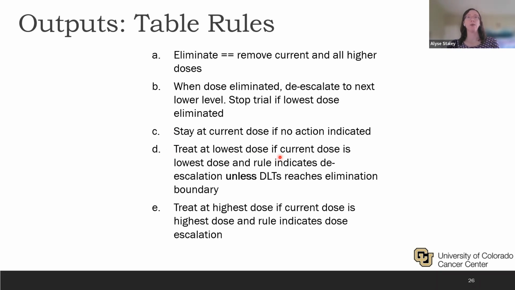If the current dose is the lowest dose and the rule indicates de-escalation, then the next cohort of patients will continue to be treated at that lowest dose unless the number of DLTs has reached that elimination boundary. In the case where you're already treating patients at the highest dose and the rules indicate escalation, then you will continue to treat patients at the highest dose.